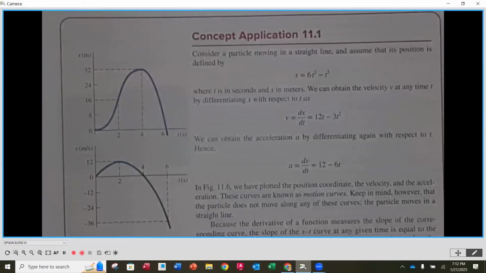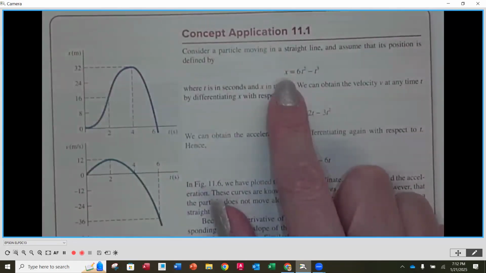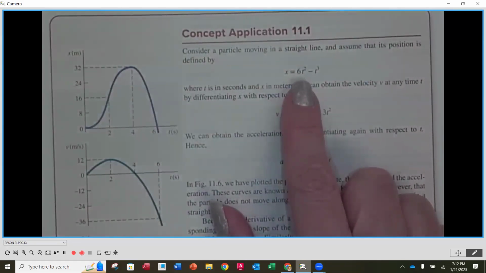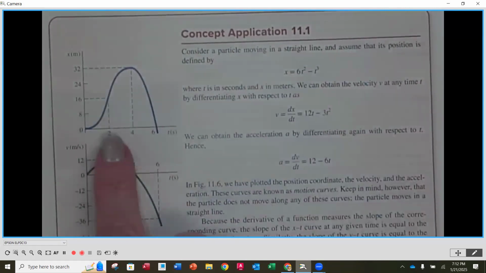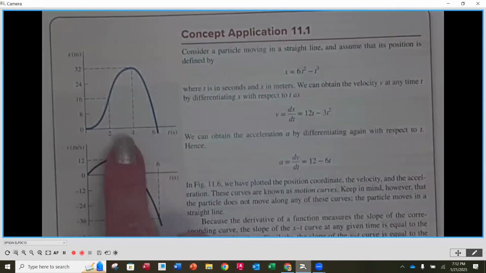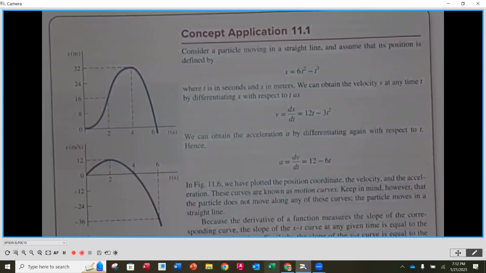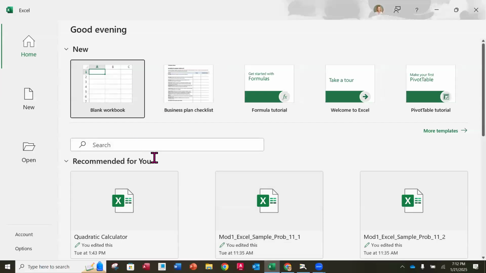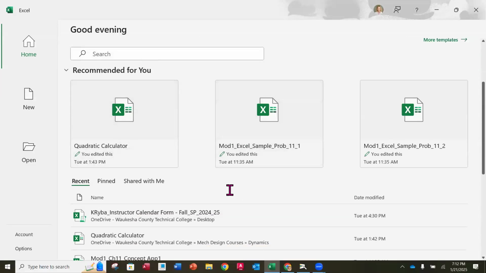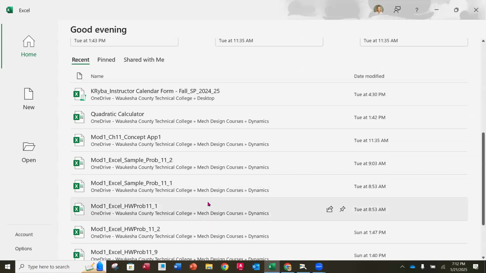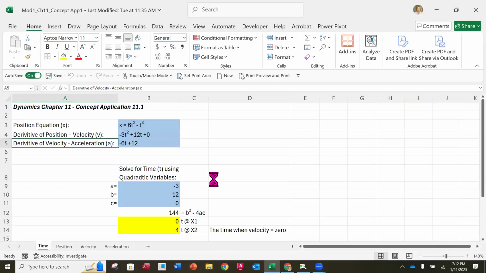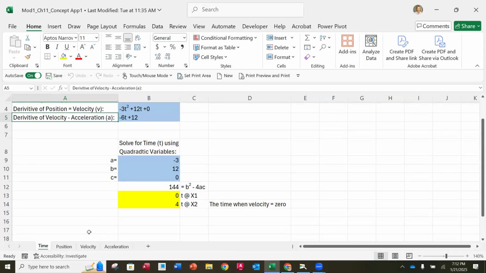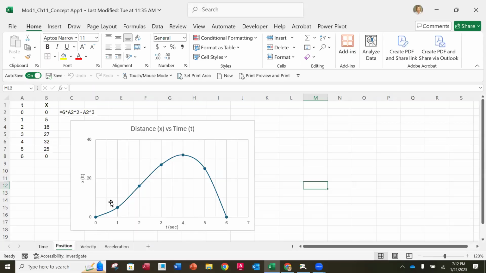So what we can do with that equation is plot as the time changes. You're going to notice here that x is going to change each time that my time changes. And I want to create this graph over here in order to determine what that is, okay? So if I go to Excel, here it is, concept application. I did create a graph for this. So I'm going to go to my position tab.